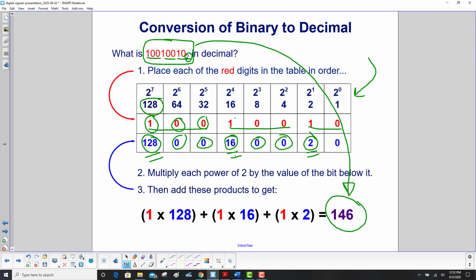This is in binary. We take that binary number, and in the decimal base 10, we get 146.